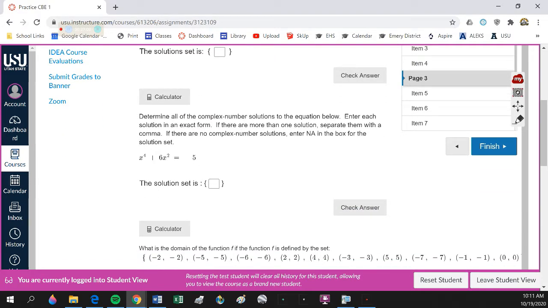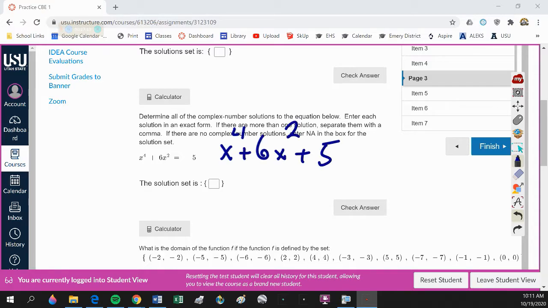Determine all the complex number solutions. Okay. We have x to the 4th plus 6x squared plus 5. Does that factor? Yes. x squared plus 5 and x squared plus 1. And then how do those factor?